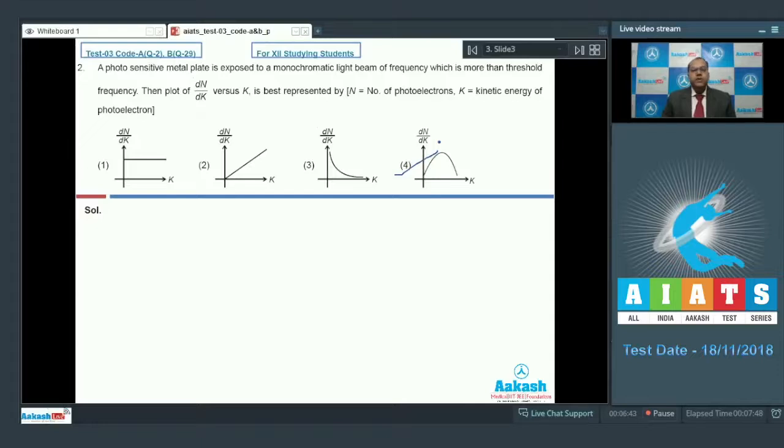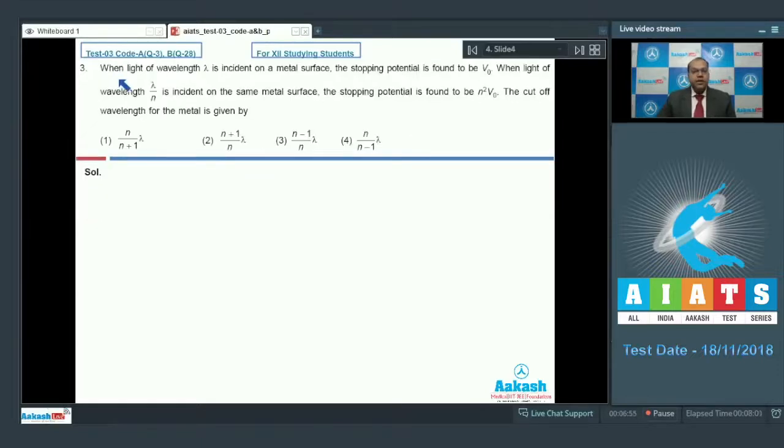Let's move to question number 3. In question number 3, when light of wavelength lambda is incident on a metal surface, the stopping potential is found to be V0. When light of wavelength lambda by n is incident on the same metal surface, the stopping potential is found to be n square V0. The cutoff wavelength for the metal is given by?